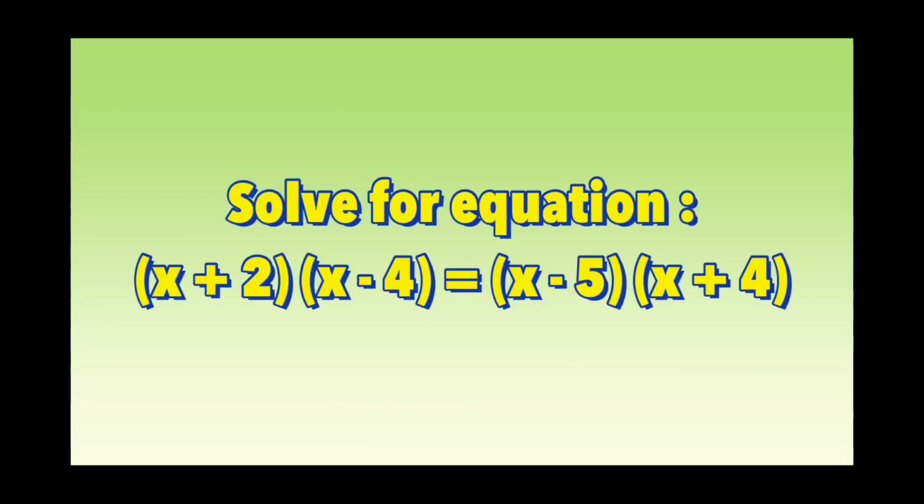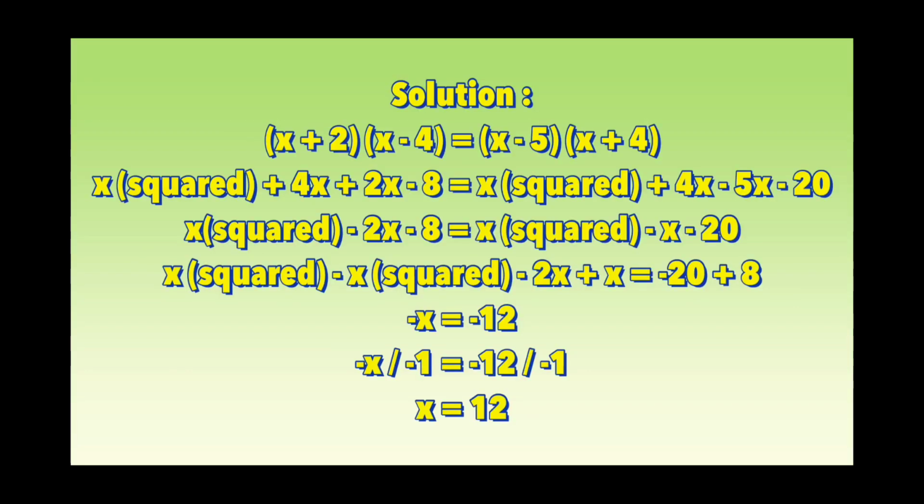Okay, next problem. Solve the equation, the quantity x plus 2 times the quantity x minus 4 equals the quantity x minus 5 times the quantity x plus 4. Our solution, we have to simplify, meaning we're going to remove the parentheses of each quantity.